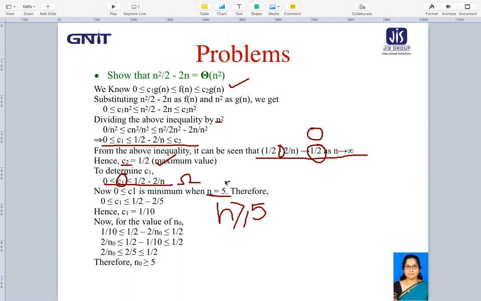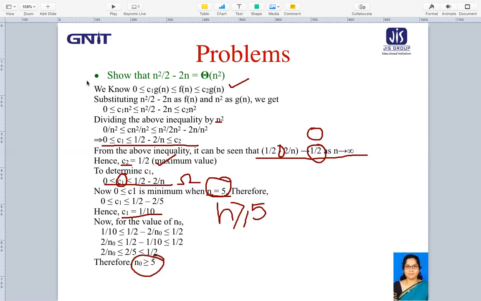And so the value is achieved at n equals 5, the first instance where it is achieved. So if we replace n by 5, we get C1 equals 1 by 10. Now we have to replace C1 by 1 by 10, n by n0 and C2 by half. If we solve this inequality, we will find n0 is greater than or equal to 5.